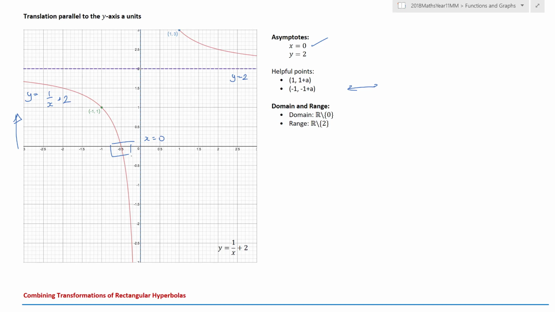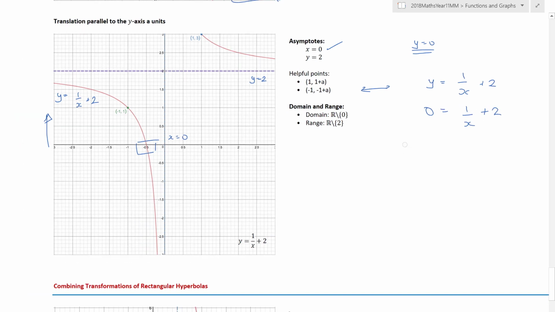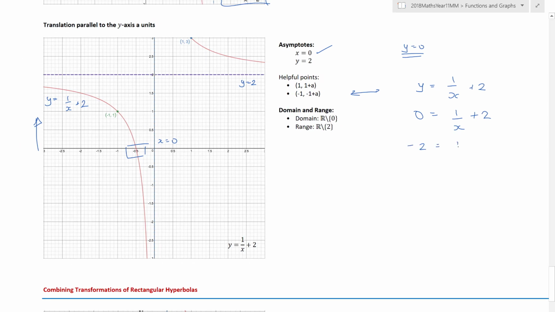Now, how do we do that? Oh, that's really hard. I don't know how to do it. Yes, you do. Remember, when it crosses the x-axis, we know that y equals 0. So knowing my equation says y equals 1 over x plus 2, y equals 0 becomes 0 equals 1 over x plus 2. Move the 2 over, minus 2 equals 1 over x. And so x becomes equal to minus a half. And lo and behold, there we go.